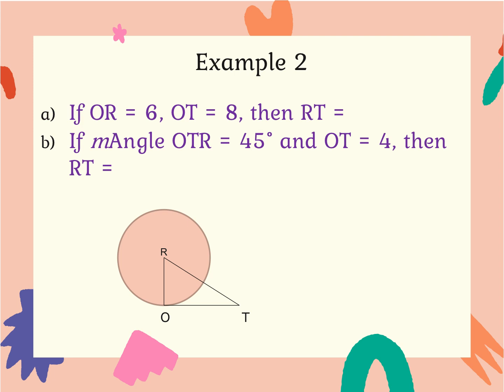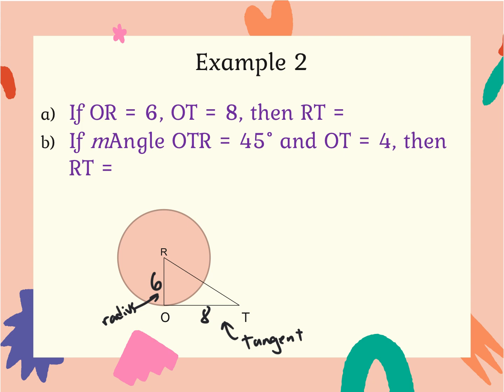Here we have example 2. If OR is equal to 6, so I'm going to fill in right here 6. OT is equal to 8, so this one right here. What is RT? Now, because this is the radius, we know OT is going to be tangent because that's what we've been learning, right?